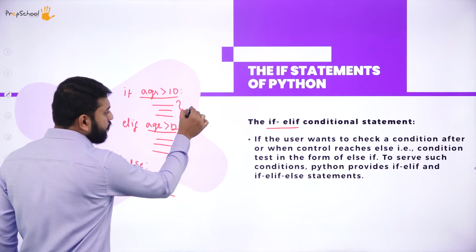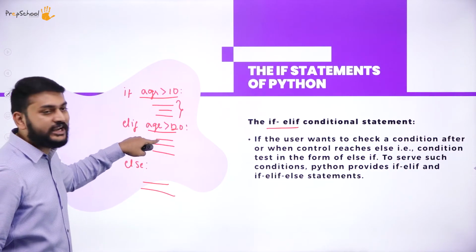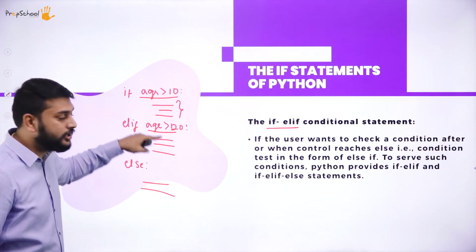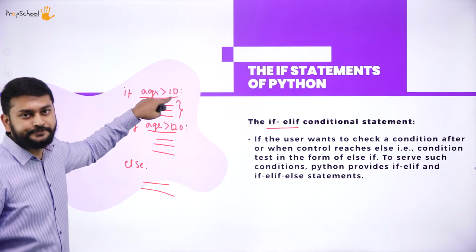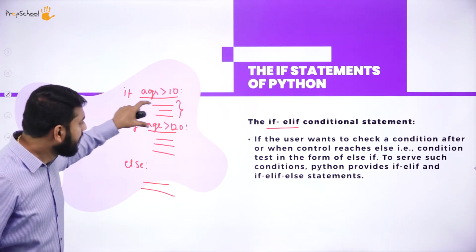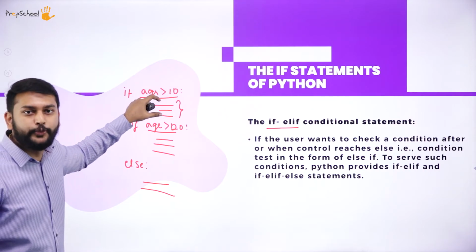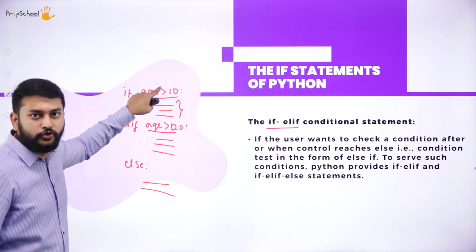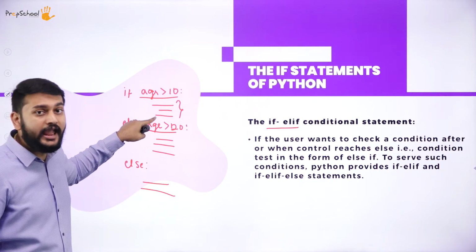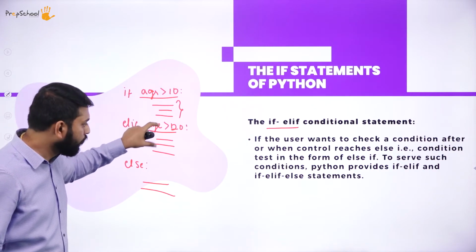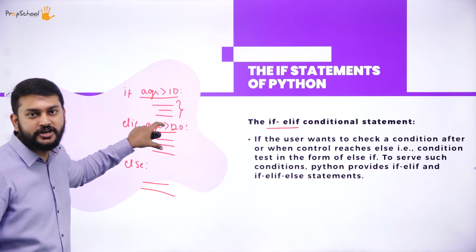Suppose if this is also not true, so go for this condition. How exactly is it executing? First it will check this condition. If this is true, it will execute this set of instructions. Suppose if this is not true, it will check the next condition that I have given. If this is true, it will execute this set of instructions.